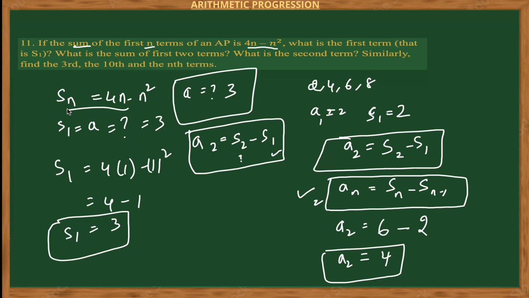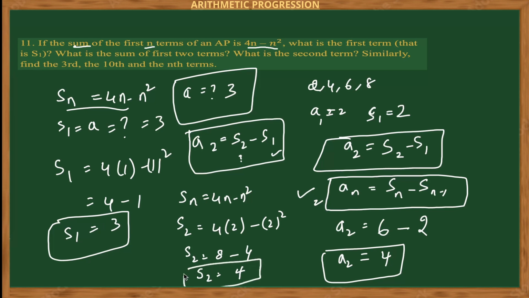So how can we find it? Here we can substitute into Sn. Sn is equal to 4n minus n square, which has been given here. So let's put S2 is equal to 4 into 2 minus 2 square. So S2 is equal to 4 twos are 8 minus 4. S2 is equal to 4. So we got S2 as 4 from this given condition.